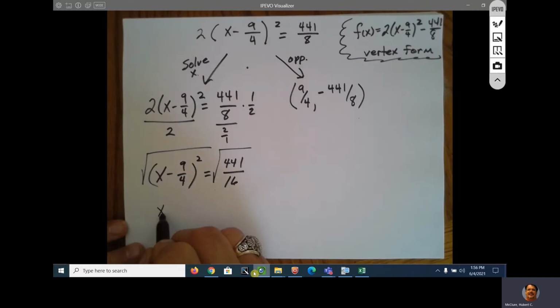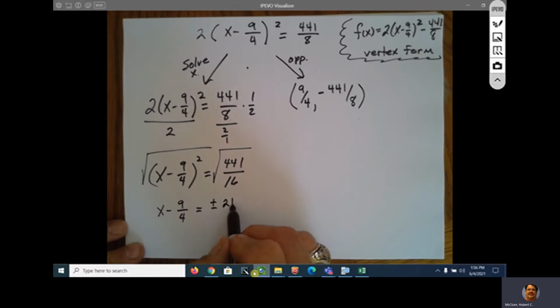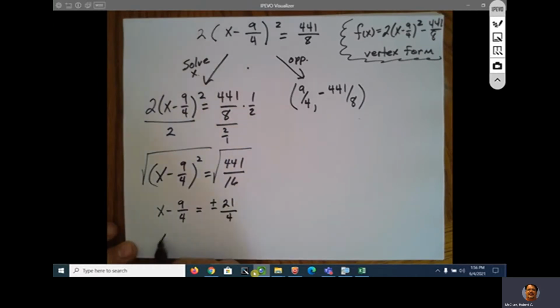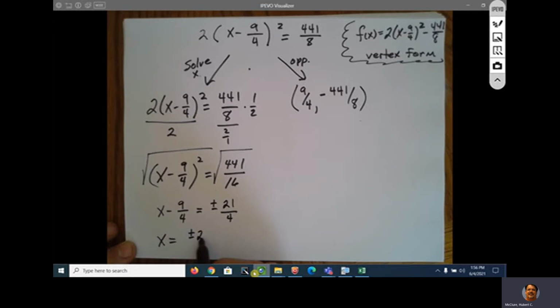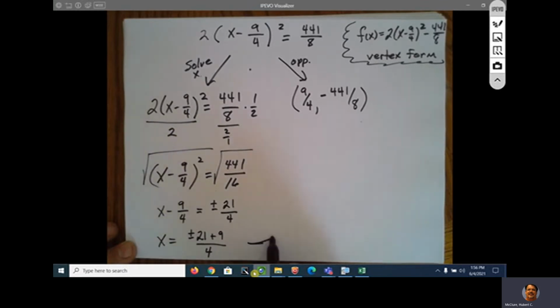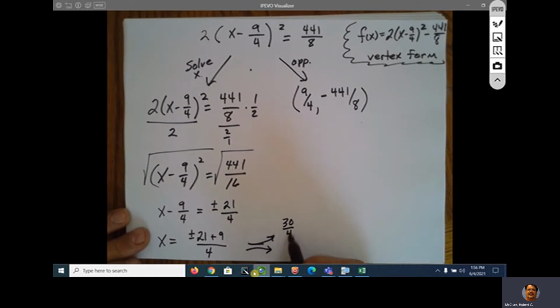And that's going to give me x minus 9/4 is equal to positive or negative 21 over 4. And then x is equal to 9/4 positive or negative 21 over 4, which is positive or negative 21 plus 9 over 4. And that's going to give you 2 x-intercepts. Positive 21 plus 9 is 30 over 4. And negative 21 plus 9 is negative 12 over 4, which is equal to negative 3.